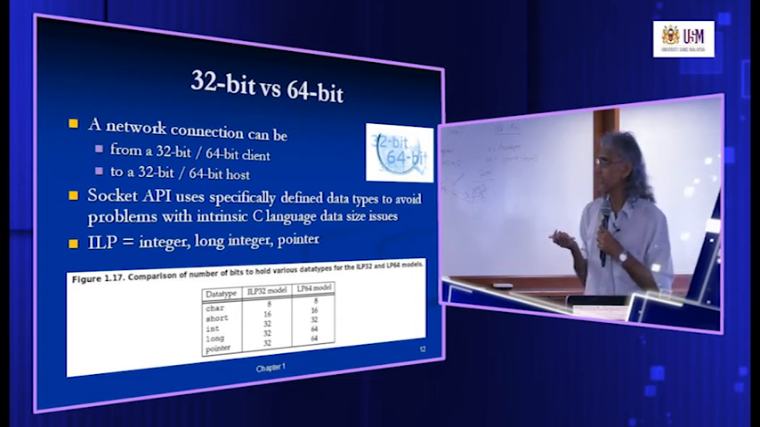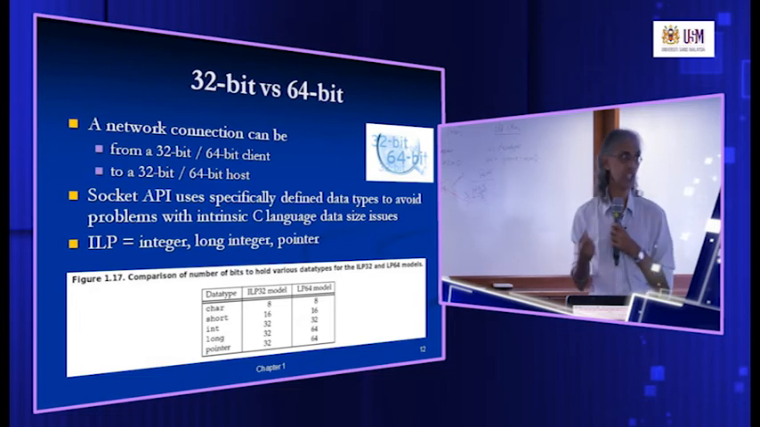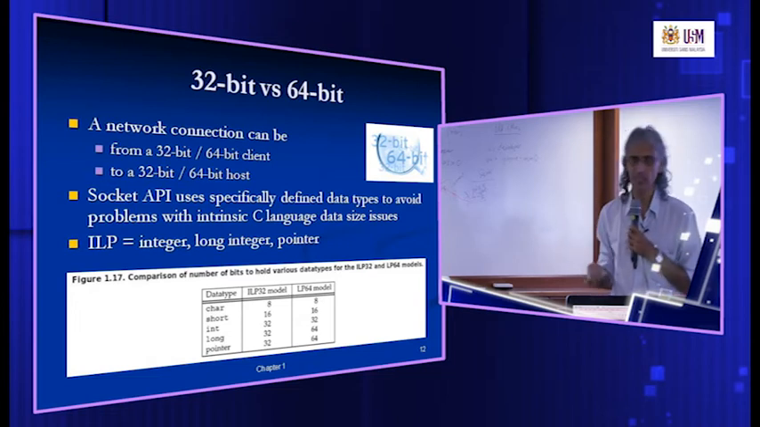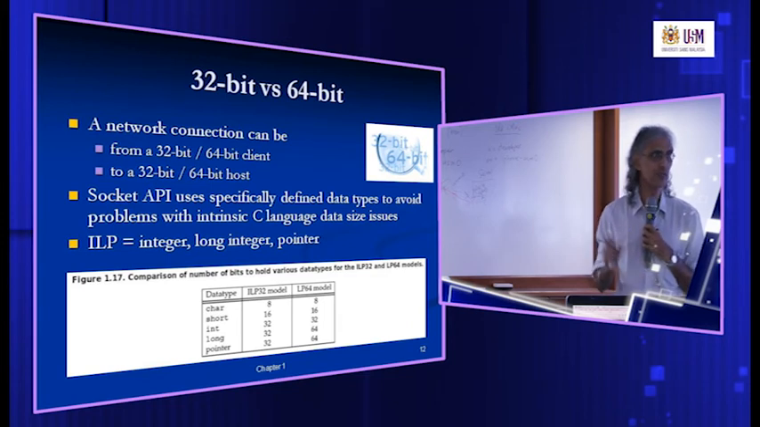So the socket APIs normally use specially defined data types to avoid problems with this kind of issue. The example given in your book and all these things, you try to avoid these kinds of things.